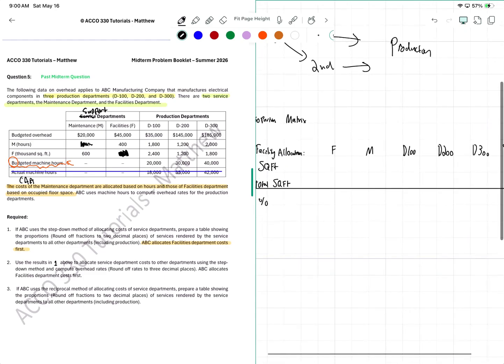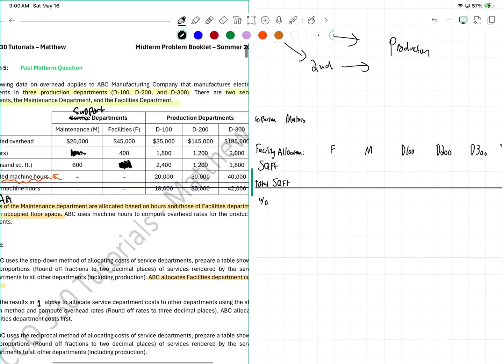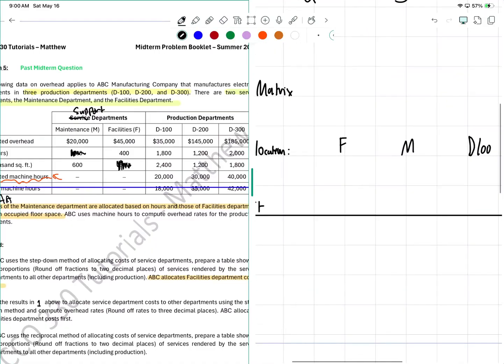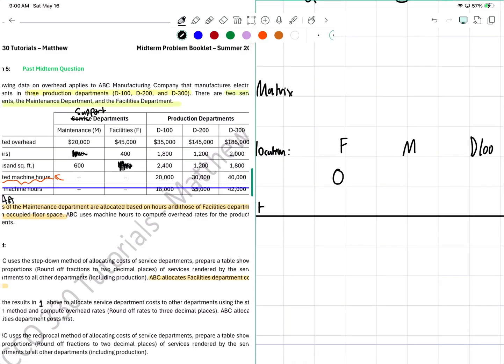Now, for facilities, first off, technically facilities has 300 square feet allocated to themselves, but we cross that out because no self-allocations. So facilities, we're going to put 0 here. And why? No self-allocations. Even though we know there are no self-allocations, we still have to show 0%. We have to do the proportion matrix in full. No self-allocations.